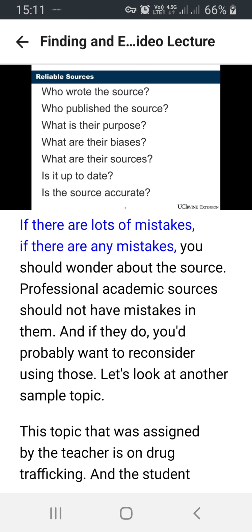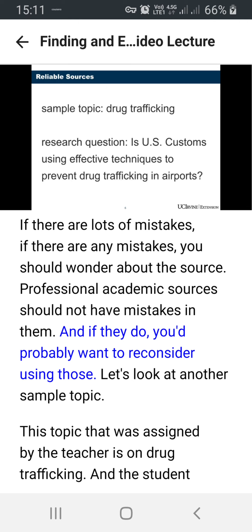If there are lots of mistakes, if there are any mistakes, you should wonder about this source. Professional academic sources should not have mistakes in them. And if they do, you'd probably want to reconsider using those. Let's look at another sample topic.